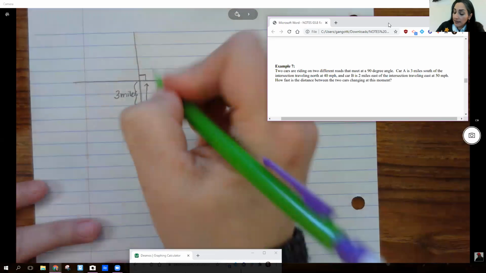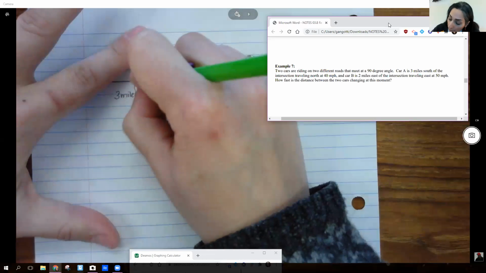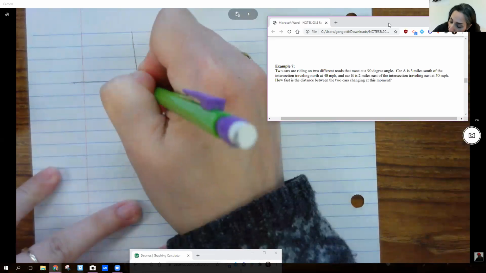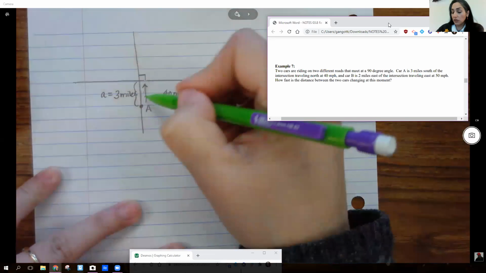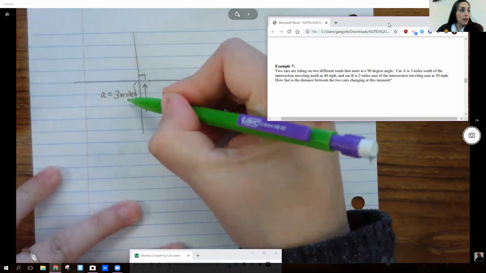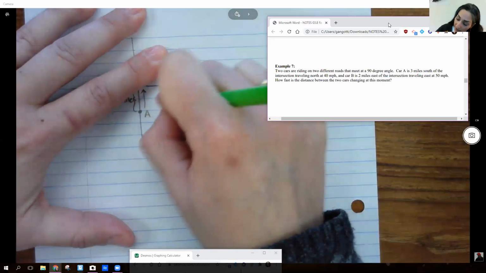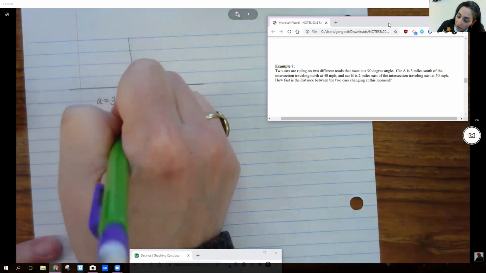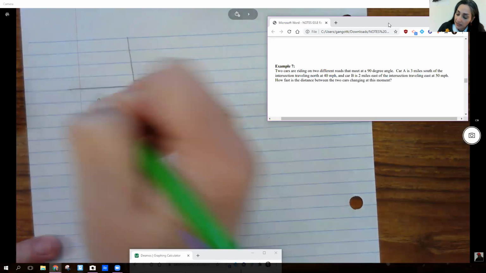So let's see, what do we want to do, you guys? If I call this little distance right here little a, 3 miles, then the 40 miles per hour, I'm going to move this. I put that in not a very good spot. I'm going to put it over here. The 40 miles per hour is going to be dA dt.